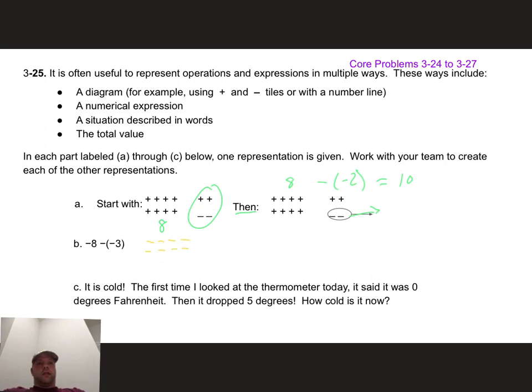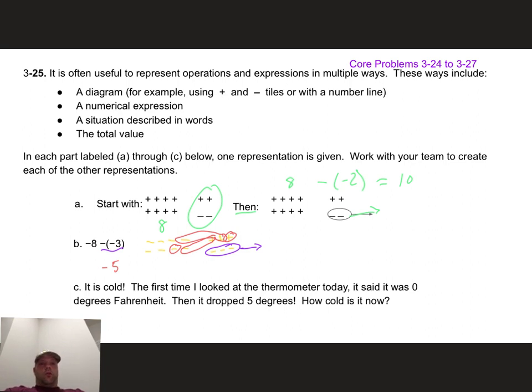Going on to B, if I were to do that visual, I'd have 8 negatives. There's my 8 negatives, and then I'm going to do 3 0 pairs, because I have minus a -3. When I move on to subtracting my -3, here are my 3 negatives. If I remove them, I'm left with my 3 positives. There's a 0 pair, a 0 pair, and a 0 pair, leaving me with an answer of -5.